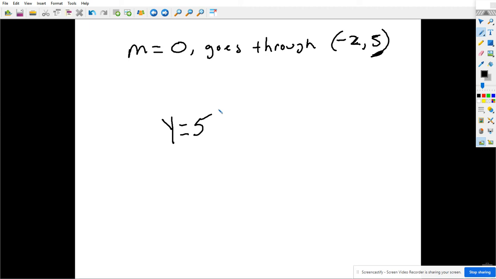So again, these problems can look confusing, and there's no work to do. I'm not plugging it into a formula here. These are, do you know what slope of 0 means? What type of line has slope of 0? And can you write the equation of that line?